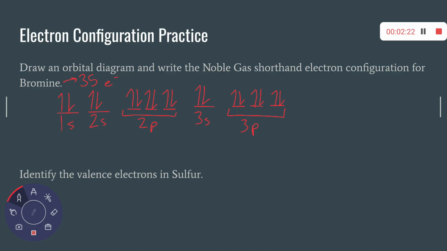I'm still not at 35. I have to keep going. Next is energy level 4 in the S block. Remember, my energy levels map to the row of my periodic table for s and p orbitals. So I can fit 2 more electrons here. That gets me to calcium.